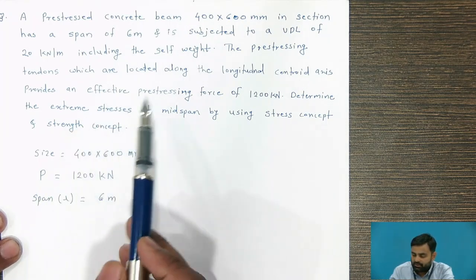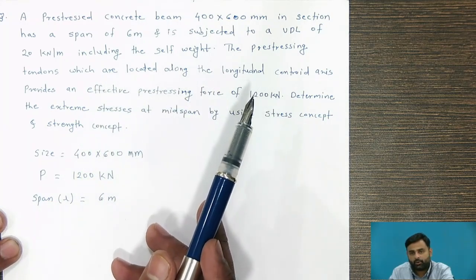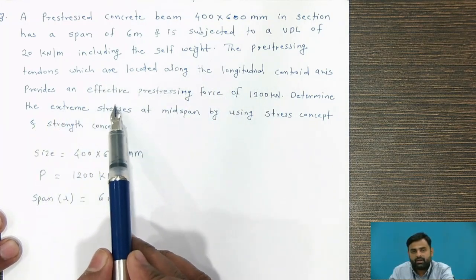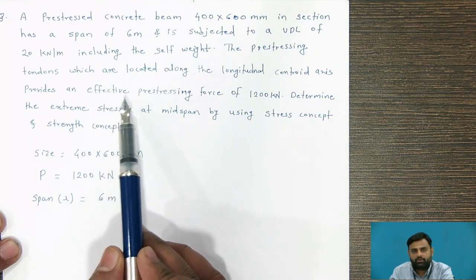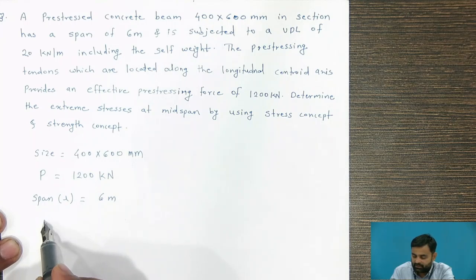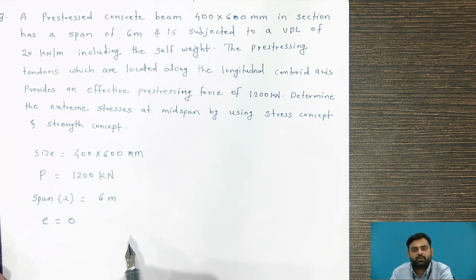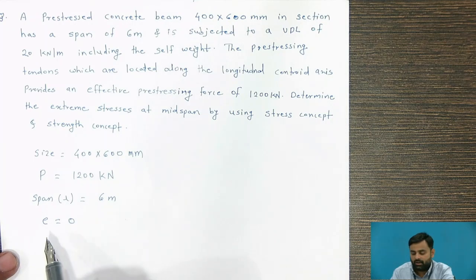Then here you can see the prestressing tendons are located along the longitudinal centroidal axis. So it means that the eccentricity in this numerical is 0. It means that the provided tendons are concentric tendons passing through the CG of the beam. There is 0 eccentricity, so here I have written e is equal to 0.